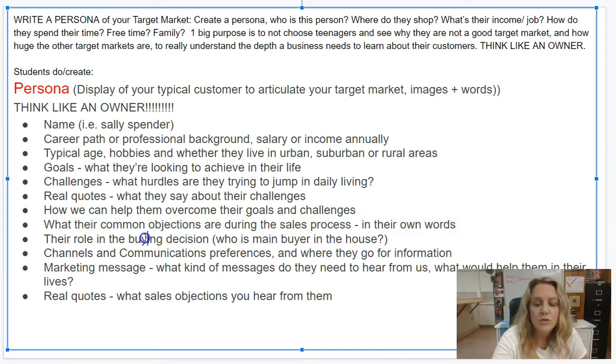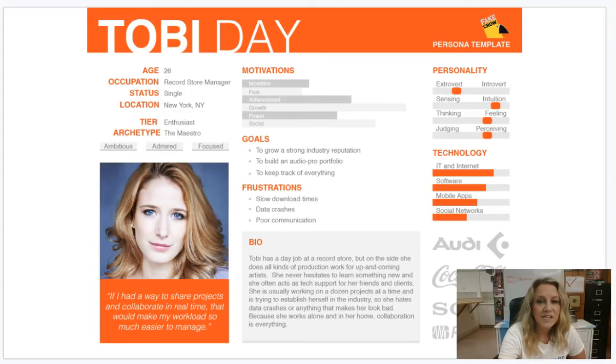And what's their role in the buying decision? Maybe they're the child and they do not have a role in the buying decision, and their parents buy all their clothes, right? Here's some examples. This person, we share about the brands that they love.